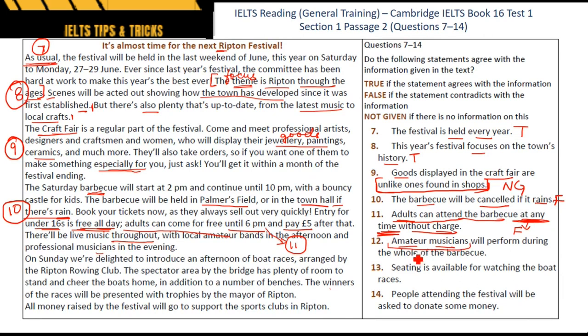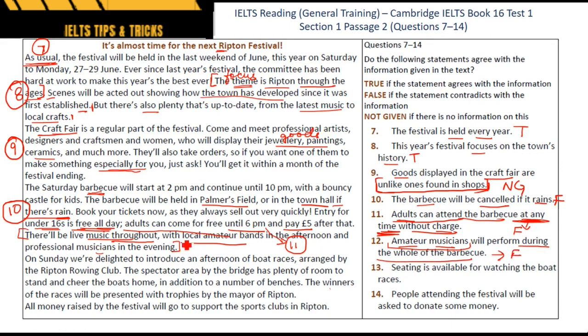So if you just read "local amateur bands here and music throughout," you may mark it as true. But if you read this whole sentence, what it says is that half of the time the amateur bands will be playing and the other half professional bands will be playing. So because of this, during the whole of the barbecue part, this is again false.